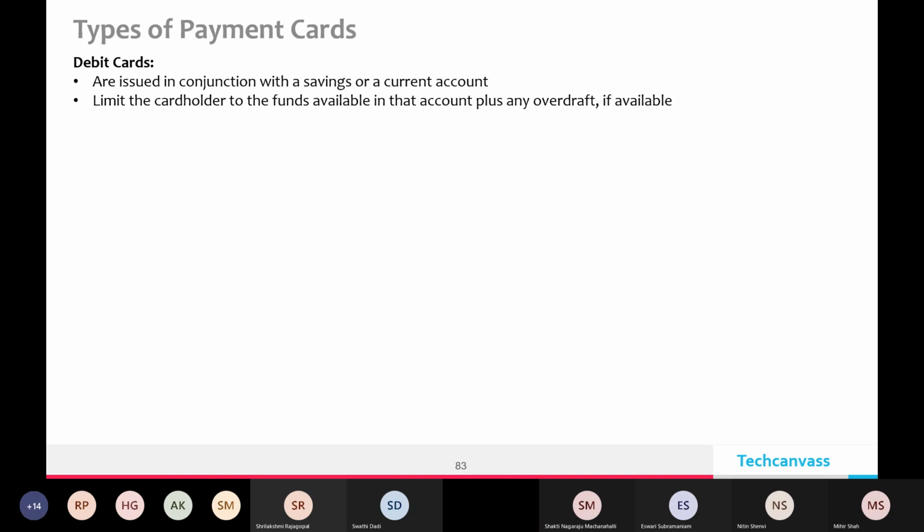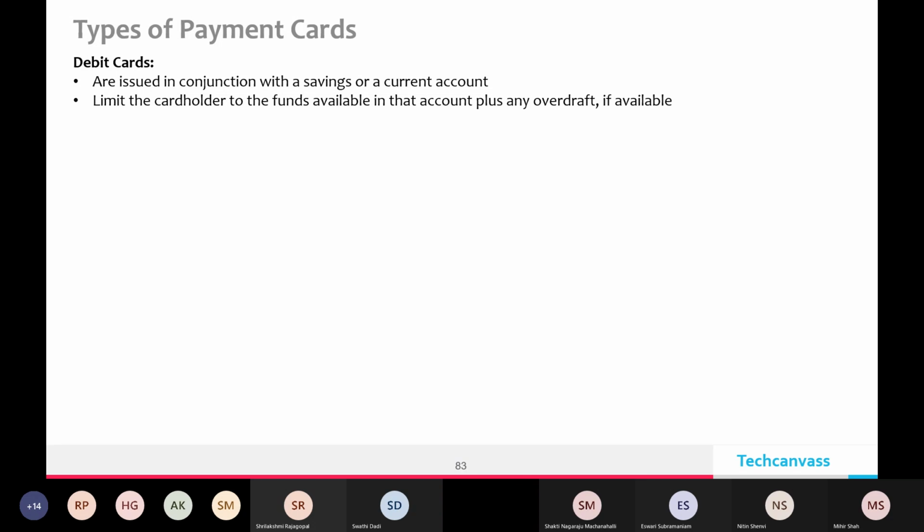What are the different types of payment cards we have? The first one is debit cards, which are linked to a savings or current account. Earlier, initially, they were launched as ATM cards, which were used only for ATM transactions, and later they moved to debit cards, where customers can do both ATM withdrawals as well as electronic fund transfers or merchant transactions.